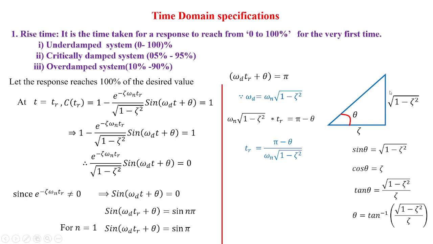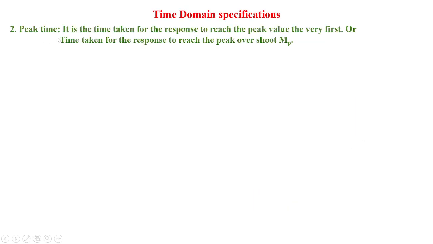Now if you formulate the trigonometry for this analysis, we can replace cos theta by zeta and sin theta by square root of 1 minus zeta square. So pertaining to this, when theta is substituted, the value of rise time is given by (pi minus tan inverse of (square root of 1 minus zeta square by zeta)) whole divided by omega n square root of 1 minus zeta square. So this is the expression for rise time. On similar analysis, let us go with the peak time calculation.